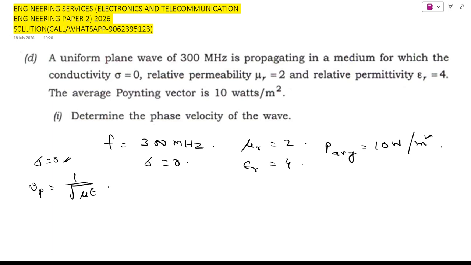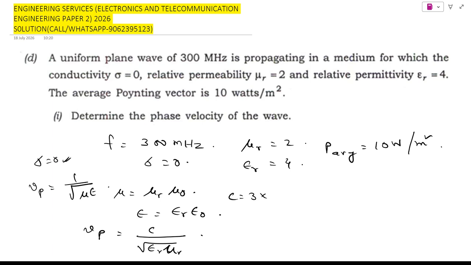Okay, now since mu is what? Mu is mu r mu 0. And epsilon, this is epsilon r epsilon naught. This becomes, Vp becomes c by root over of mu r epsilon r. Okay. So where c is what? 3 into 10 to the power 8 meter per second.